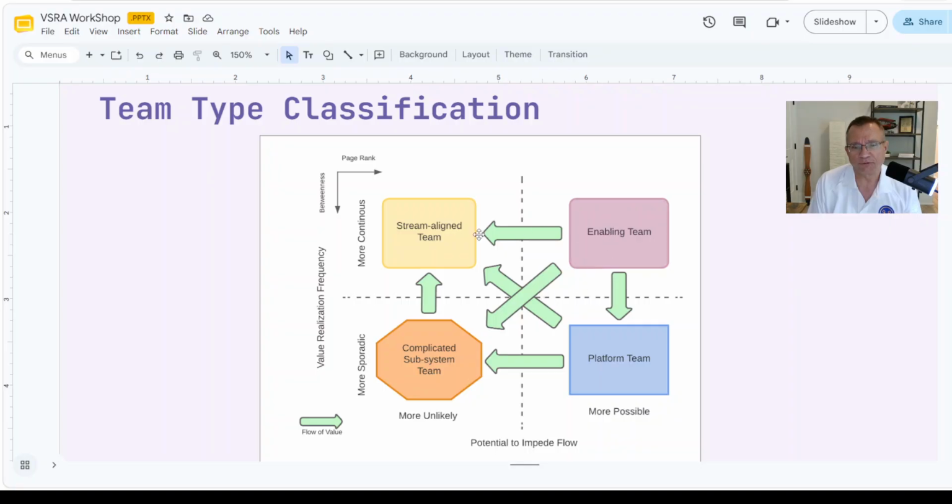So enabling teams provide value to all the other 3 teams. Platform teams typically provide value to complicated subsystem teams and to stream-aligned teams, but not to enabling teams. Complicated subsystem teams provide value to stream-aligned teams, but not to platform teams or enabling teams. And of course, stream-aligned teams accept that value from the other 3 teams.